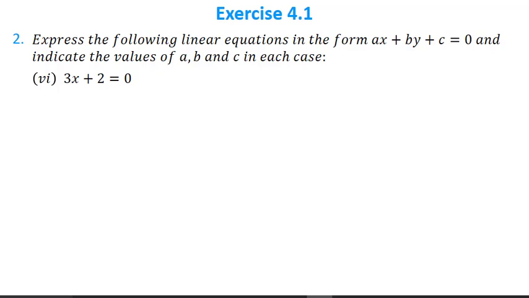Sixth problem is 3x plus 2 equal to 0. Here there is no y term, so we can say that 3x plus 0y plus 2 equal to 0. On comparing we will get a equals 3, b equals 0 and c equals 2. Next question is y minus 2 equal to 0. Again the value of a is 0, value of b is 1 and value of c is minus 2. 5 equal to 2x, so you can write this equation as 2x minus 5 equal to 0. On comparing you will get a equals 2, b equals 0 and c equals minus 5.